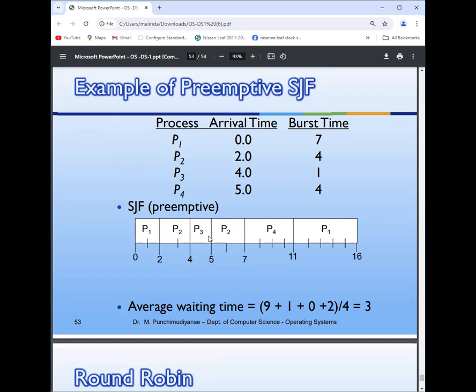Then after P3 completed, the time has gone to the 5th millisecond. So now P3 is already completed and went out, other 3 remaining. P4 has 4 milliseconds of burst time, P2 has 2 milliseconds because 2 have completed, and P1 has 5 milliseconds. So which one is the shortest? P2. So because of that, P2 is allowed to run.